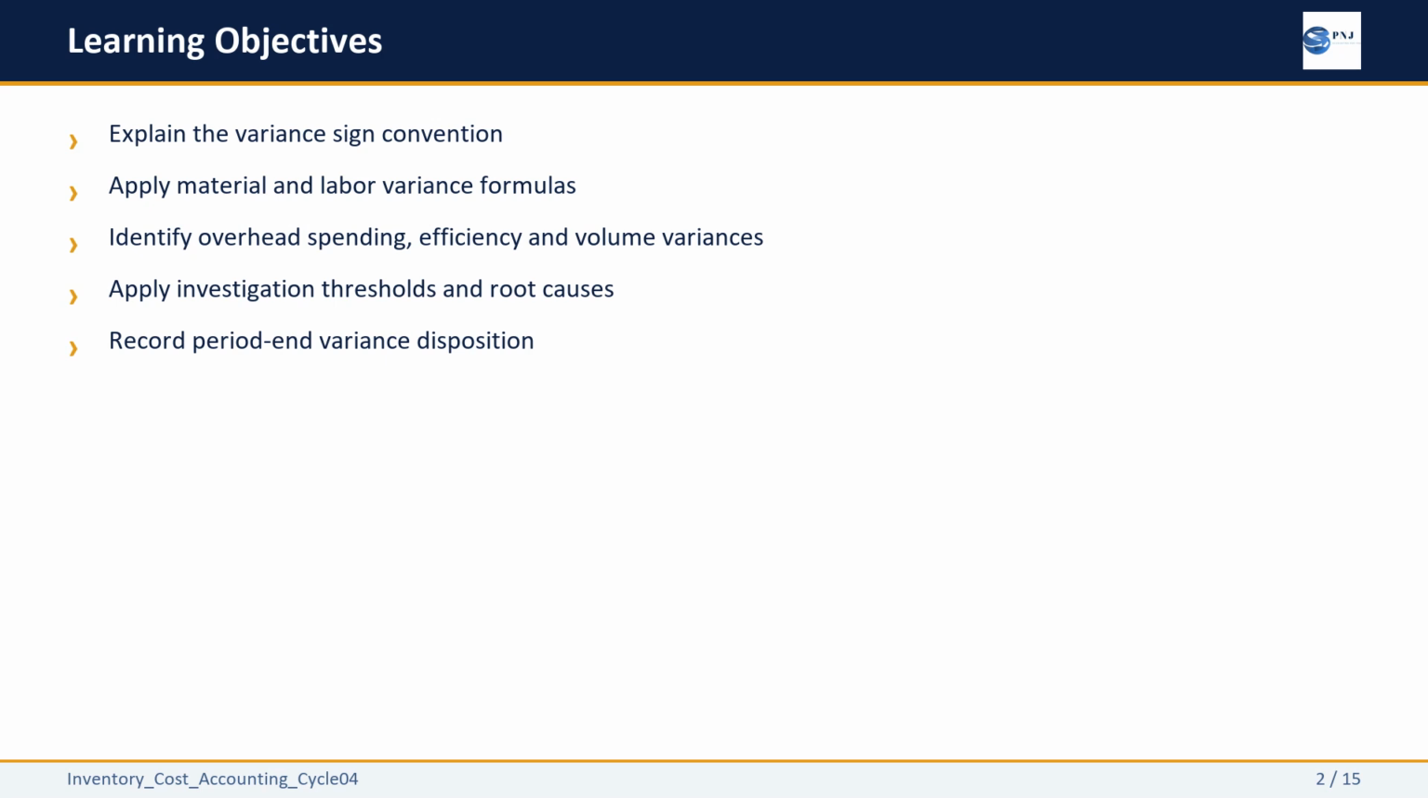Here is where we are headed. First, you will explain the sign convention that tells you when a variance is favorable or unfavorable. Then you will apply the formulas for material and labor variances and learn who is accountable for each. Next, you will identify the trickier overhead variances, splitting them into spending, efficiency, and volume. You will also learn how to decide which variances are worth investigating and what their root causes tend to be. Finally, you will record how variances are cleared off the books at period end.